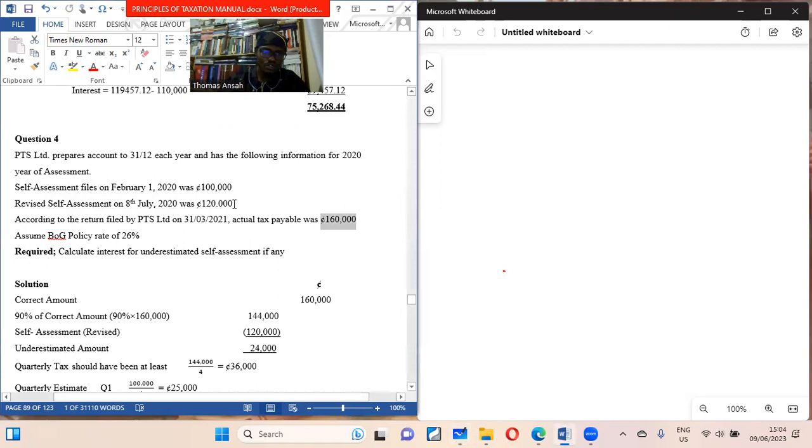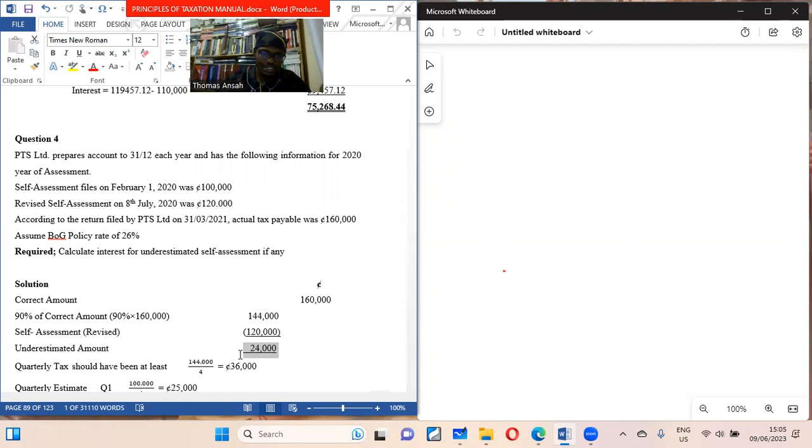And in this you will use the revised. Please take note. Use the revised. I said use what? The revised assessment. Because the person recognized the mistake he made during the course of the year and revised it, so you use the revised. And you see that even with the revised, there is an issue of how much? 24,000.